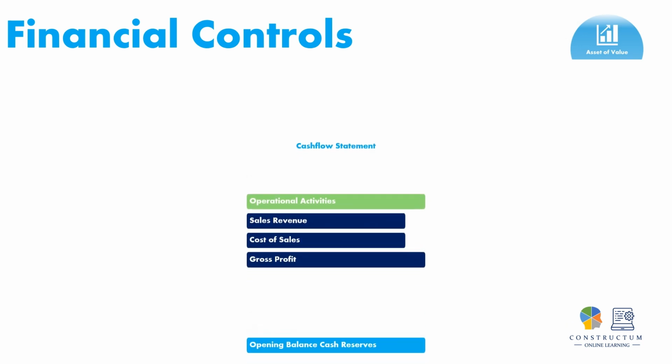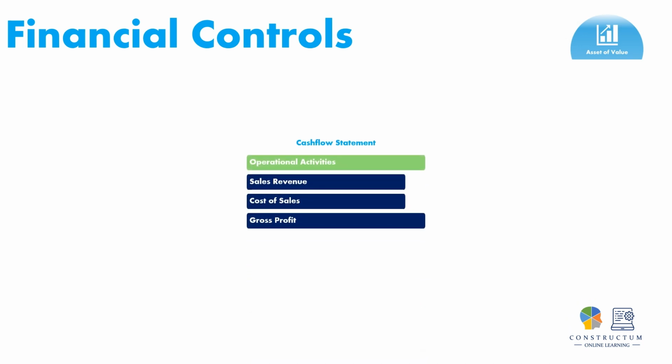Operational activities, trading. Sales revenue minus cost of sales equals gross profit. What distinguishes the cash flow statement from the profit and loss statement is that the former reflects the actual flow of cash into and out of the business in real time, whereas the latter reflects transactions completed within the accounting period. I discuss the profit and loss statement later when I address profitability.